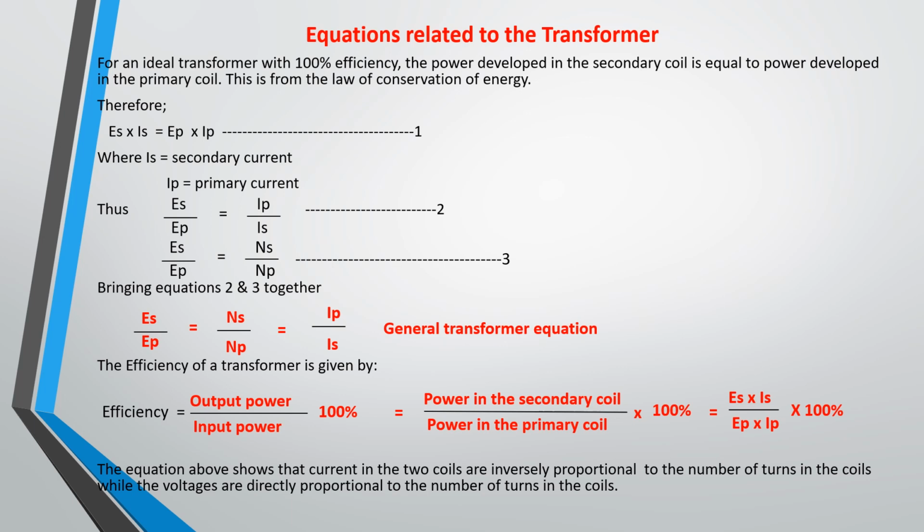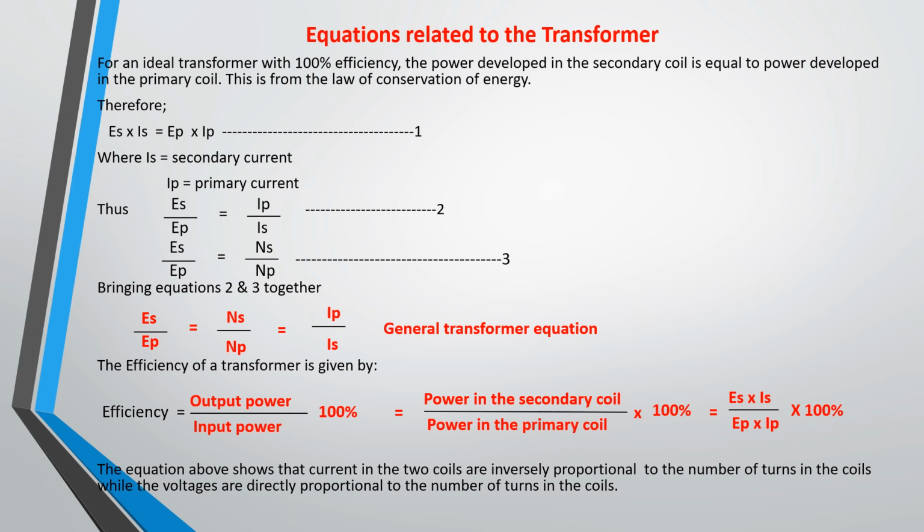Basically, when you are talking about the transformer, there are equations that you use to solve some problems. We've said that NS is the number of turns in the secondary coil, NP is the number of turns in the primary coil, and we have talked about the relationship between the EMF and the number of turns. The EMF that is generated is directly proportional to the number of turns of that particular coil. So the more the number of turns, the more the EMF that is produced.